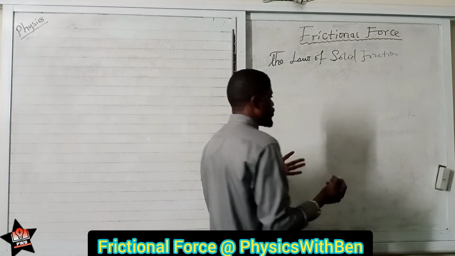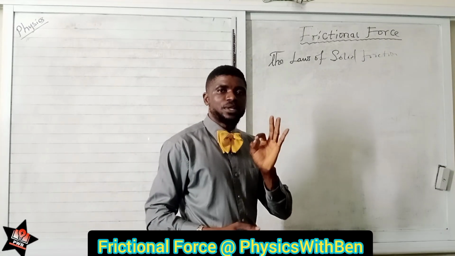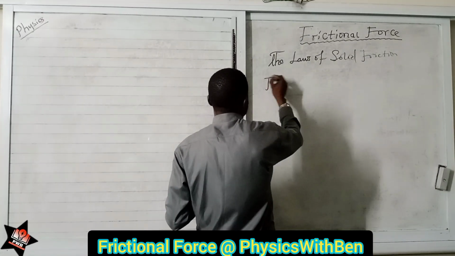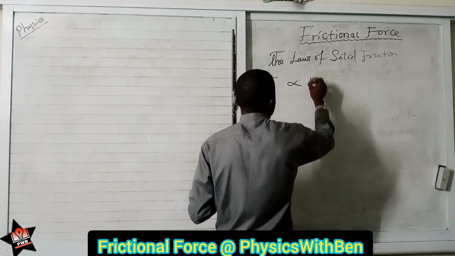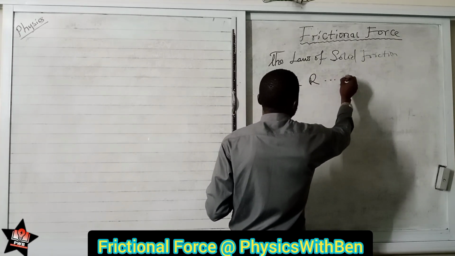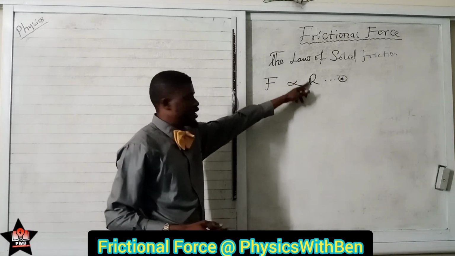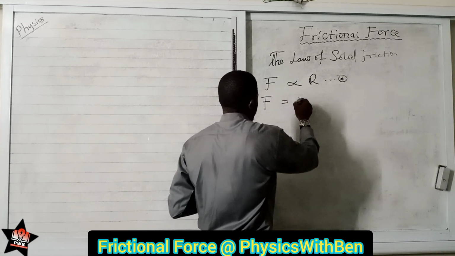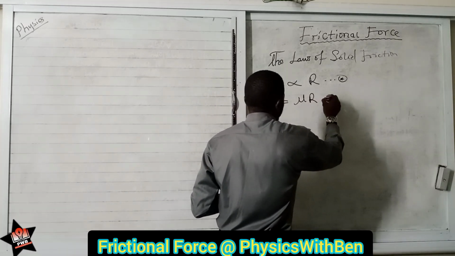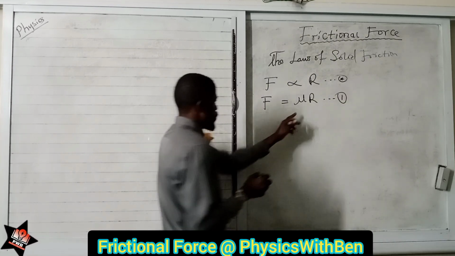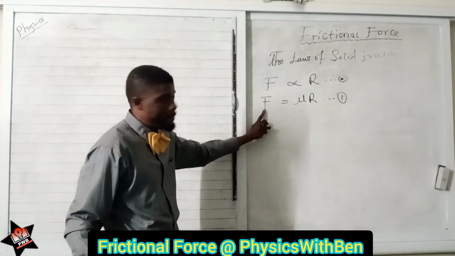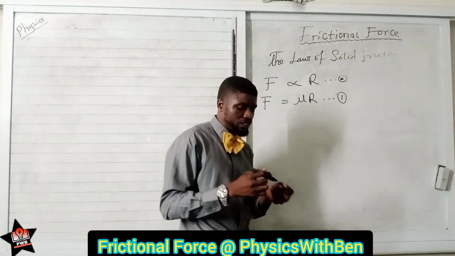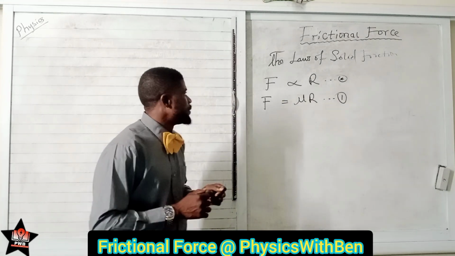Law number 5 introduces us to the first equation in frictional force. It states mathematically that frictional force is directly proportional to the normal reaction. We can call this equation star. And removing the sign of proportionality, we write that frictional force F equals mu R. We can call this equation number 1, where F is the frictional force measured in the SI unit of Newton, and mu is called the coefficient of static friction with no SI unit.